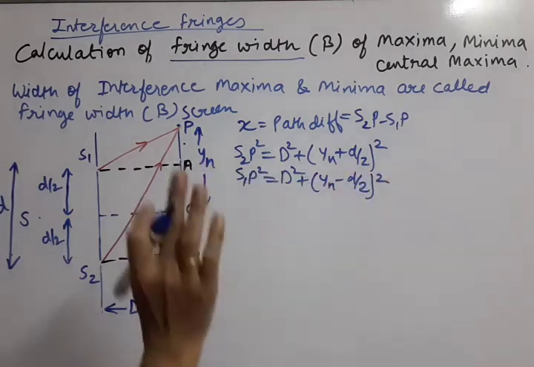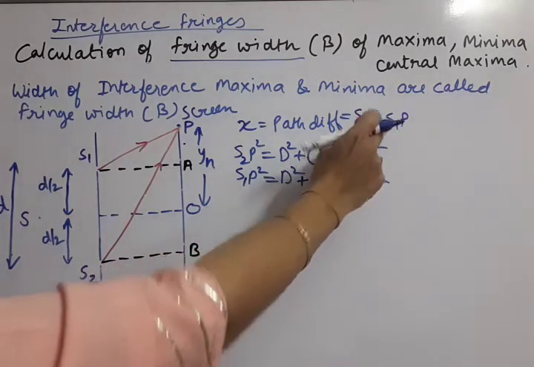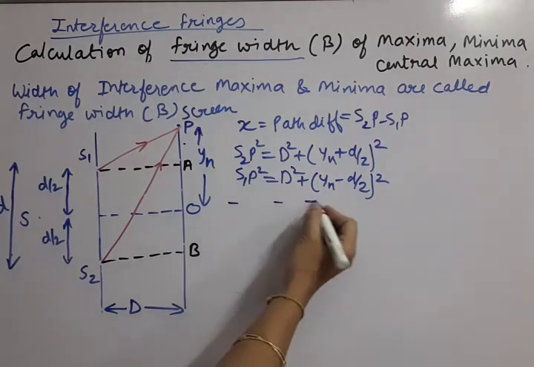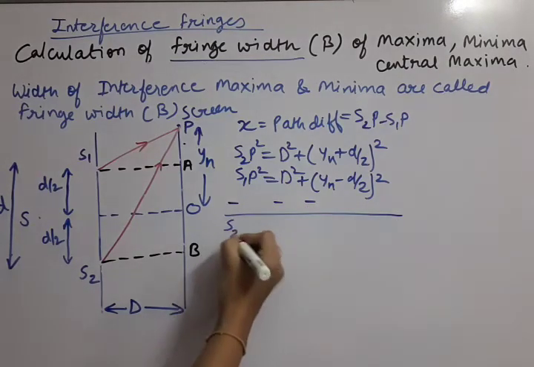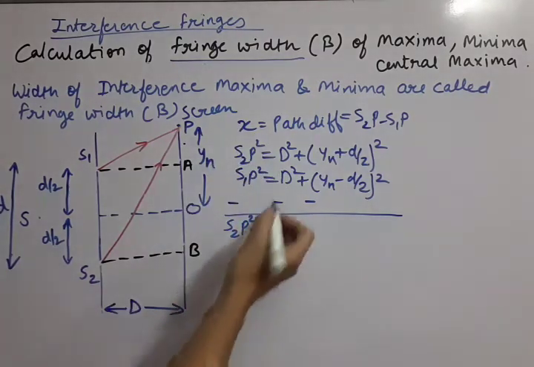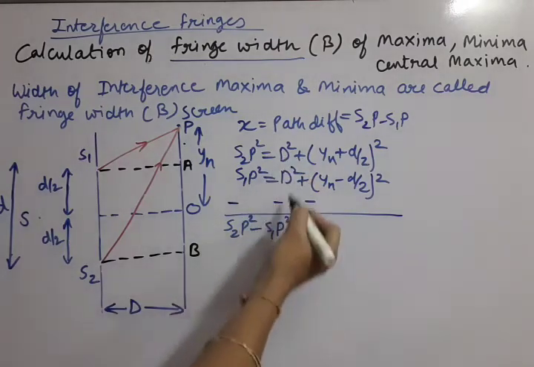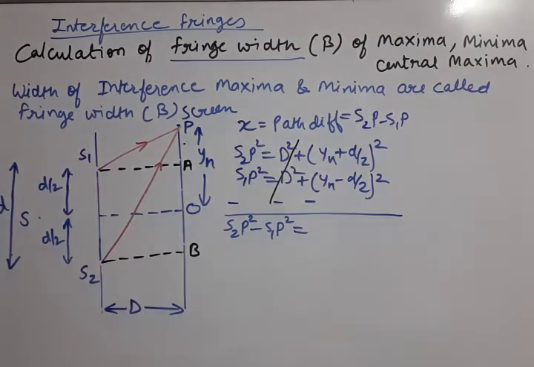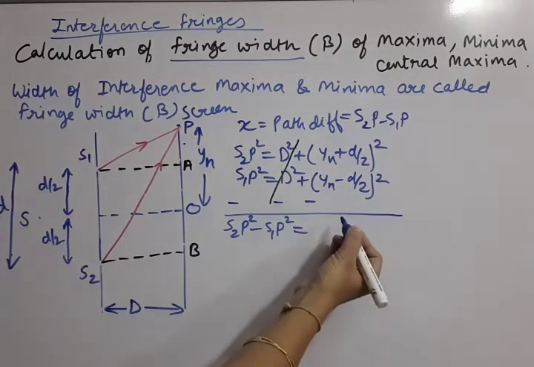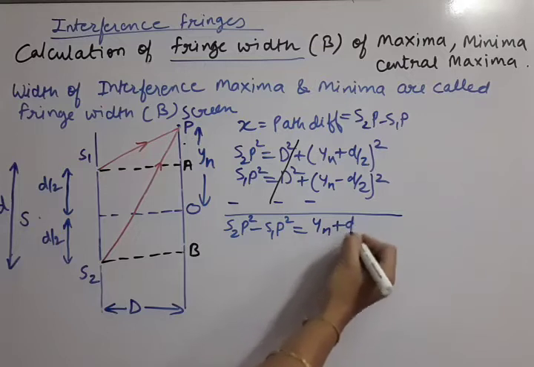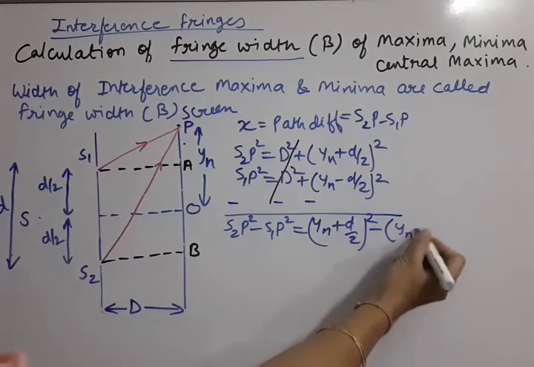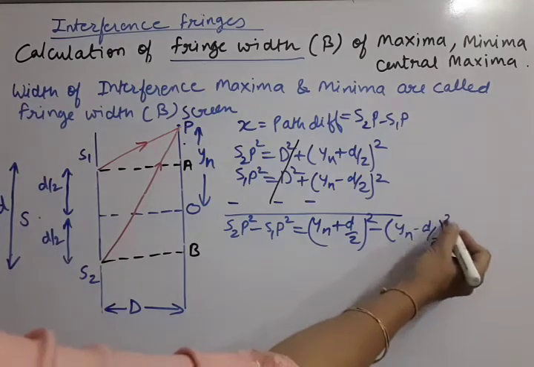Okay, we have got these two equations. Now our target is to get the difference of S2P and S1P, so we will directly subtract these two equations. As we subtract, S2P square minus S1P square will come on this side. On the other side, you can see D square and D square get cancelled, and from the remaining two terms we have the square boxes: yn plus d by 2 whole square minus yn minus d by 2 whole square.